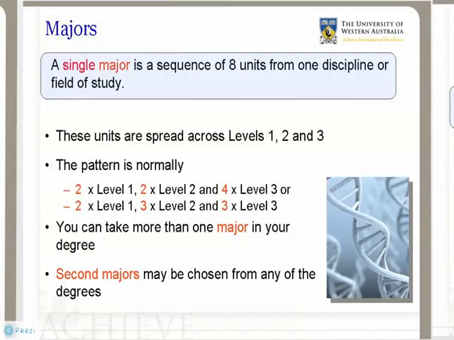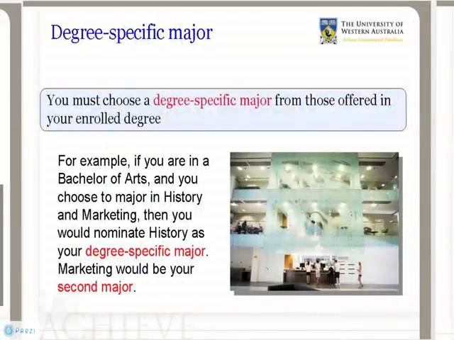Okay. You must choose the degree-specific major from those offered in your enrolled degree. For example, if you're in a Bachelor of Arts and you choose to major in History and Marketing, then you'd nominate History as your degree-specific major because History is an arts major. Right. Marketing as a commerce major would be your second major. Okay, well, what if I had these 2 majors and I was enrolled in a Bachelor of Commerce? Well, then it would be the other way around. Marketing would be your degree-specific major and History would be your second major.